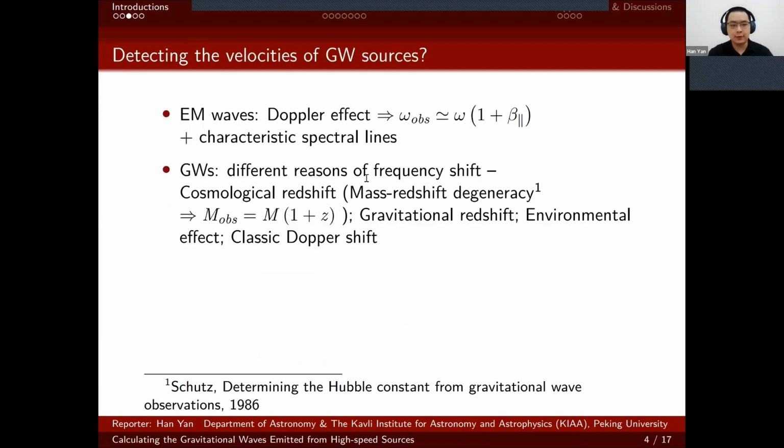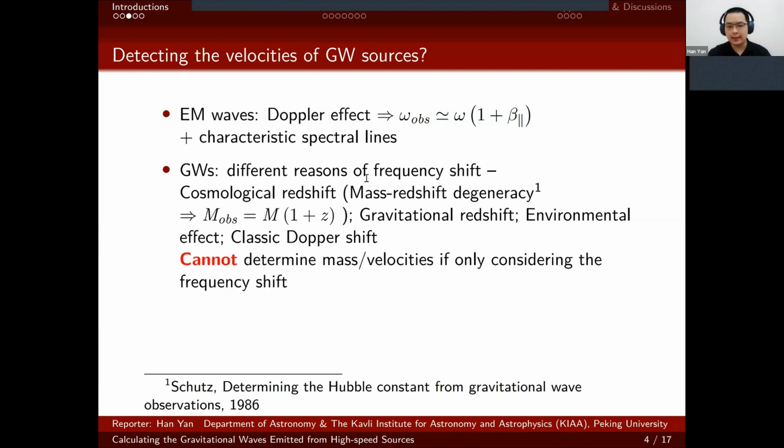Actually, our research first came from the problem of detecting the velocities of GW sources. As we know, in electromagnetic wave observations, we can determine the velocity of the source by the classic Doppler effect and characteristic spectral lines. However, in GW observations, there are several effects interfering with this procedure: cosmological redshift, gravitational redshift, environmental effects, and of course, the classic Doppler shift. Especially when we take cosmological redshift into consideration, we actually cannot simultaneously determine the mass and velocity of a GW source if we only consider constant center of mass velocity.